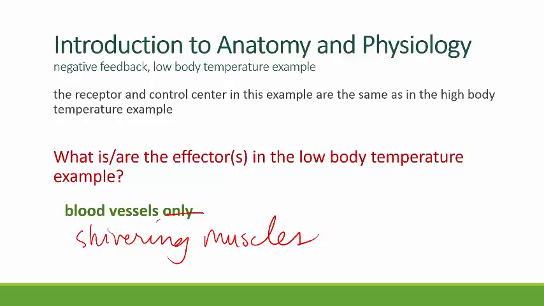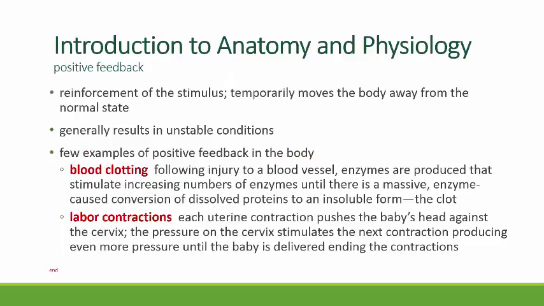Homeostasis using negative feedback. Now, is negative feedback the only kind of feedback mechanism we have in the body? And the answer is no. There is also something called positive feedback. With positive feedback, we are reinforcing the stimulus. So rather than saying, stop, turn around, go back, we're saying, okay, you're doing something that needs to be done, do it more, and do it even more, and do it even more. And generally, positive feedback temporarily moves the body away from the normal state to get something done.